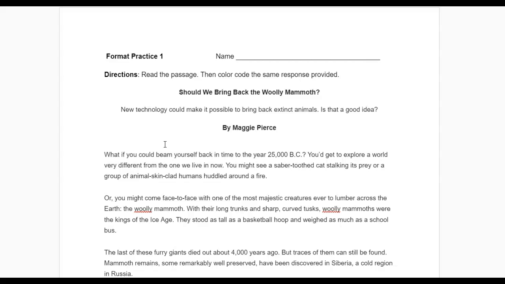You should have the paper that you see on the screen on your desk, and you should also have some coloring supplies. So make sure you have those things. If you don't, go ahead and pause the video and get what you need, and then we'll get started. Our directions today say read the passage, then color code the response that is provided. We're going to read through this passage. I want you to follow along on your paper as I read.